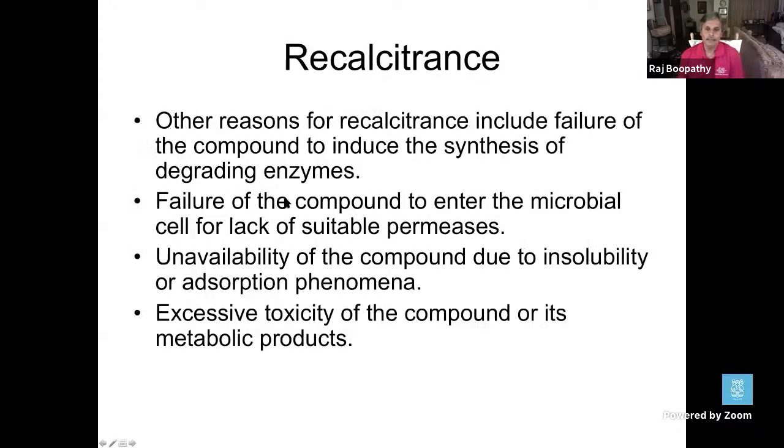Again, why the bacteria didn't do the cleanup? Because the enzyme was not synthesized. The compound itself either failed to enter the transport process, there's no suitable permease to transport them into the cell. Or the compound is unavailable due to the limitation of solubility. TNT maximum solubility is only 100 ppm in water. And when you have a high concentration of the compound, it's going to be toxic to the bacteria. So these are some of the reasons why this compound persisted for a long time.